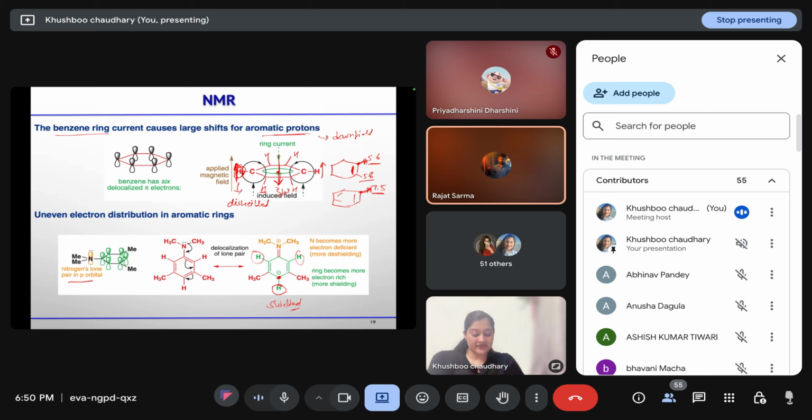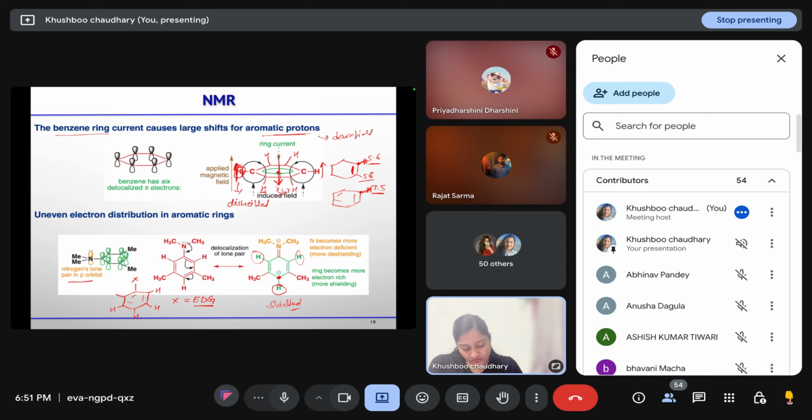Whenever your benzene ring is substituted with a group, let us call this X. If X is an electron donating group, it will increase the electron density on the benzene ring. That means more electrons will be there on the benzene ring, so the protons will be shielded. So this signal will come upfield.